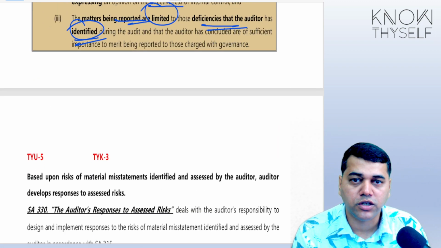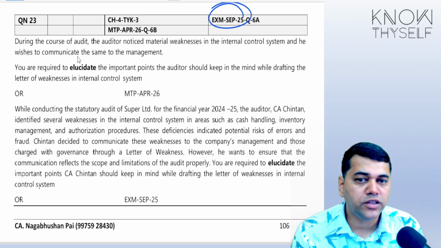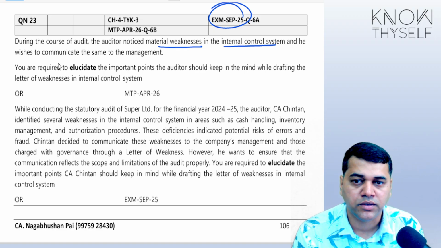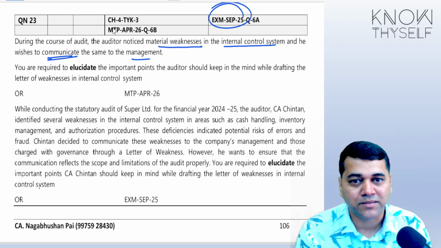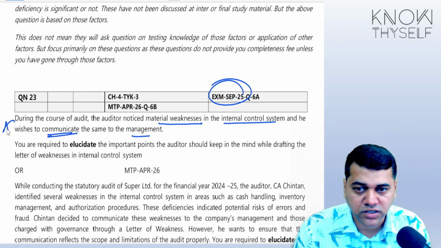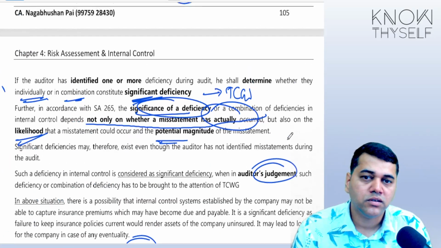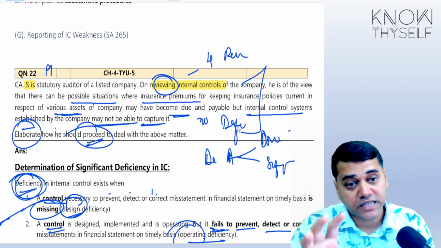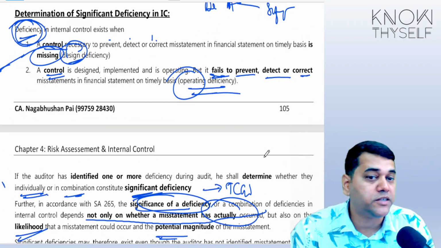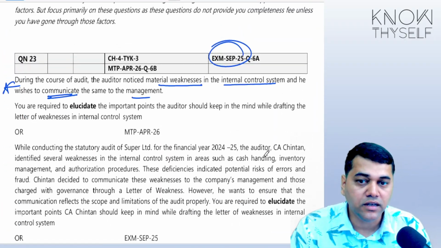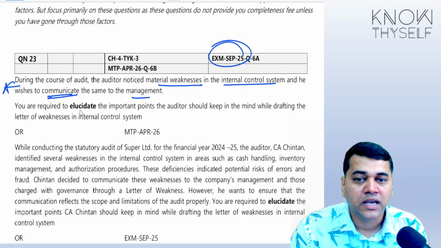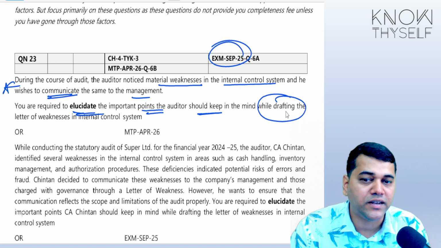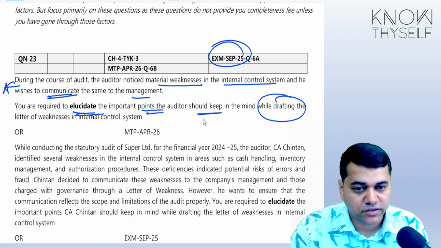which is your test your knowledge 3 question. During the course of audit, auditor noticed material weakness in the internal control system, wishes to communicate the same. See, you compare this question with this question. Here it is very difficult to know from which chapter, though you may figure out, which concept is very difficult. But here it's very clear that they are talking about the communication. Elucidate the important points auditor should keep in mind while drafting the letter of weakness. This is the question.